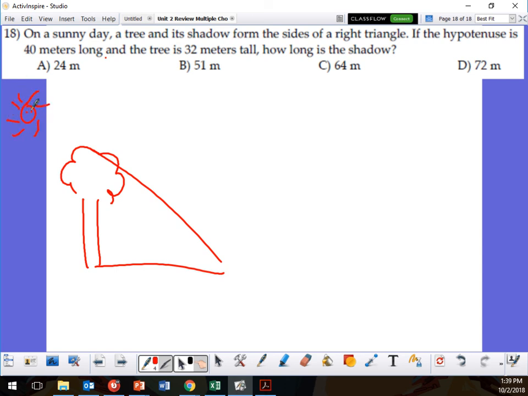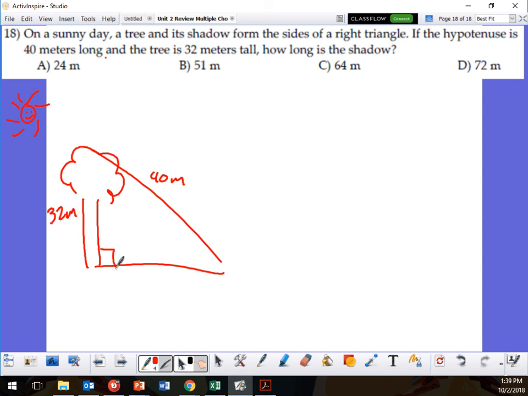There, happy sun casting a shadow. Okay, right triangle, the hypotenuse is 40 meters and the tree is 32 meters tall. How long is the shadow?